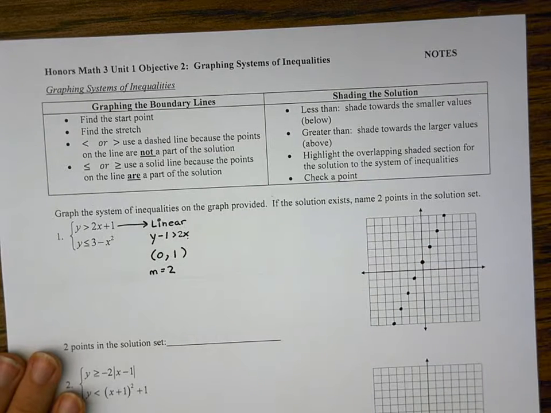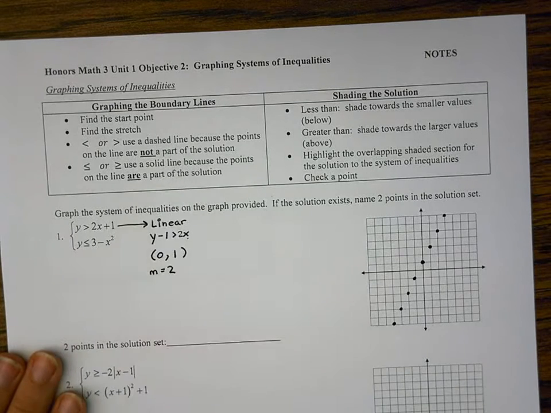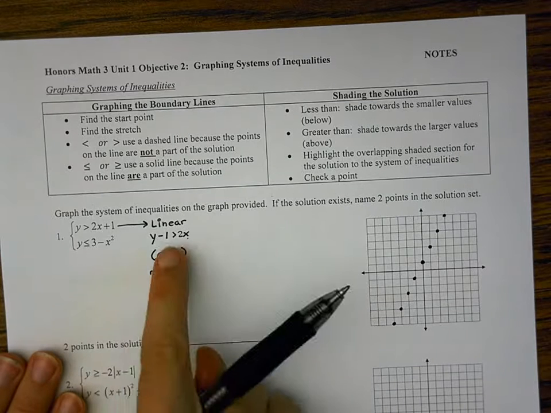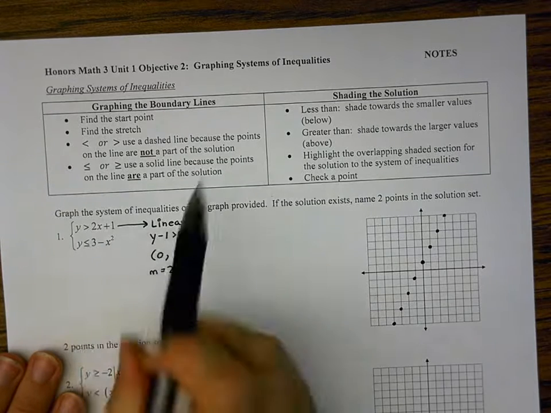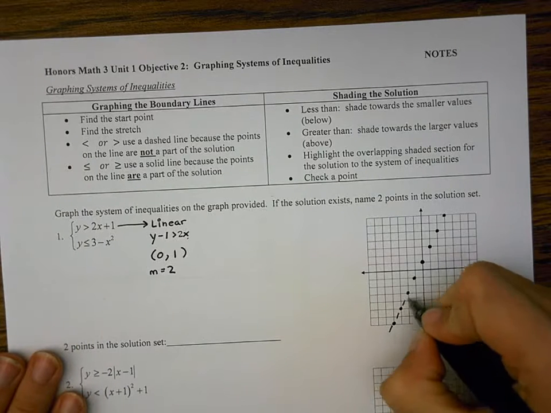And then is this going to be a dashed line or a solid line? Well, that depends on what the sign is. Look at the sign, it does not have an equals, and so we are going to have a dashed line as I connect these.